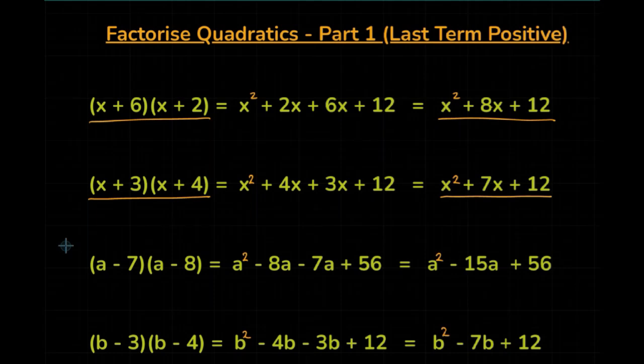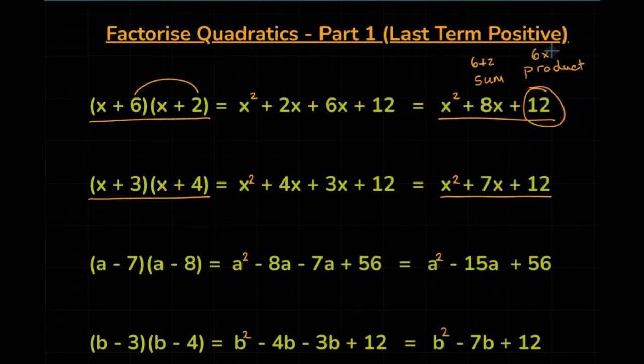But I'm assuming you can, and I'm assuming that you know where this 12 has come from. It's come from multiplying the 6 and the 2. It's called the product of those two numbers. The 8x has come from adding the 6 and the 2. So this is the sum of the two numbers 6 and 2. So it's 6 plus 2, which is a sum, and the product is 6 times 2.